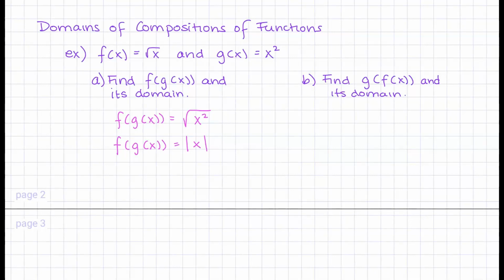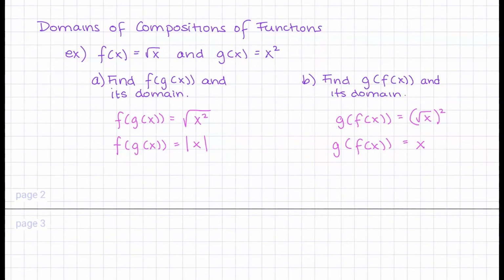And then in part B, if we find g of f of x, so this time we're going to put f into g. So this goes inside there. So we have the square root on the inside and the squared on the outside. And we wind up with this. When you do it this way, you don't need the absolute value.